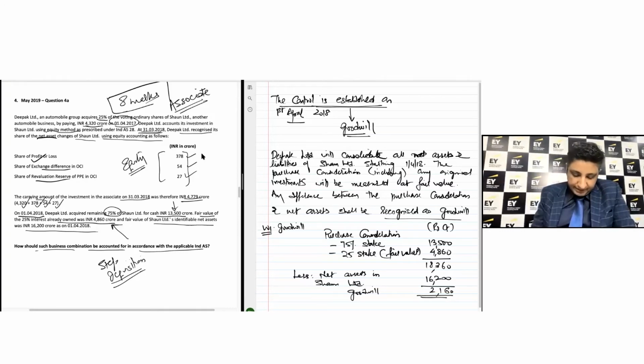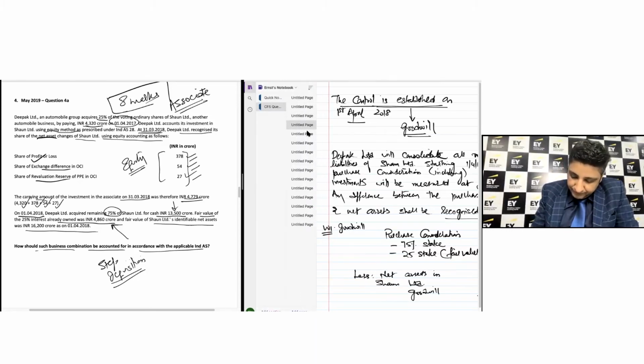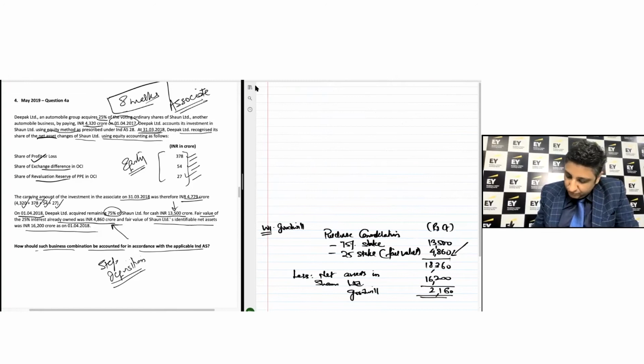We're also provided, of course, that there is a share of profit and then exchange differences and revaluation reserve, etc. So the carrying value of the investment is 4779. But we are accounting for that at 4860.